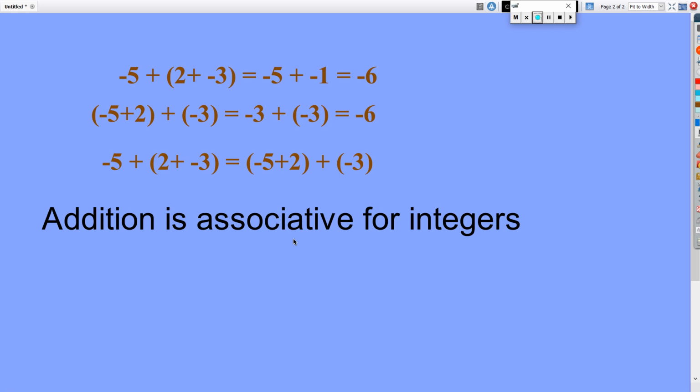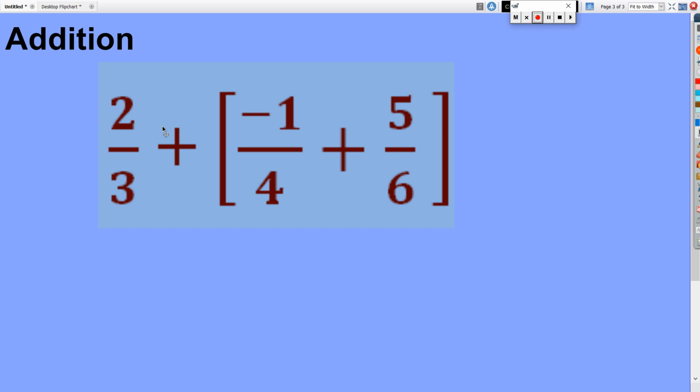Now let me check it for rational numbers. I will give you a question. Here I have three rational numbers, 2 by 3, negative 1 by 4 and 5 by 6. You add it in this way. First add negative 1 by 4 plus 5 by 6. Then you add 2 by 3 to the sum.